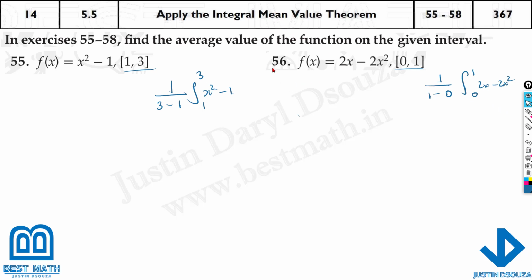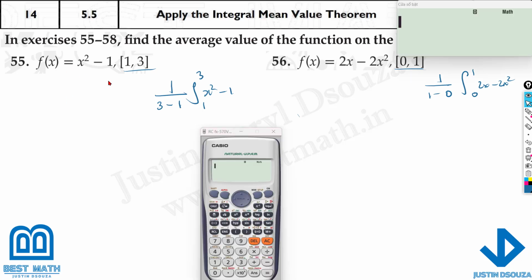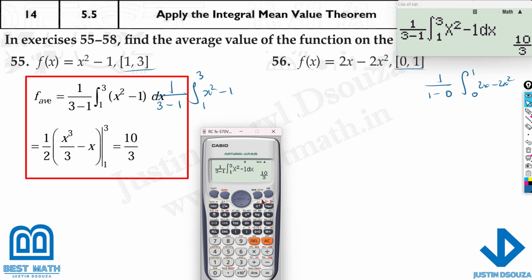Since it's in the electronic part, we can easily use our calculators and solve. Let's do the first problem. All you need to do is add this extra part, 1 divided by 3 minus 1. That's going to be half, 1 by 2. Integral x squared minus 1. And the limit is from 1 to 3. That'll be the answer. It's 10 by 3. So here, that's the answer.